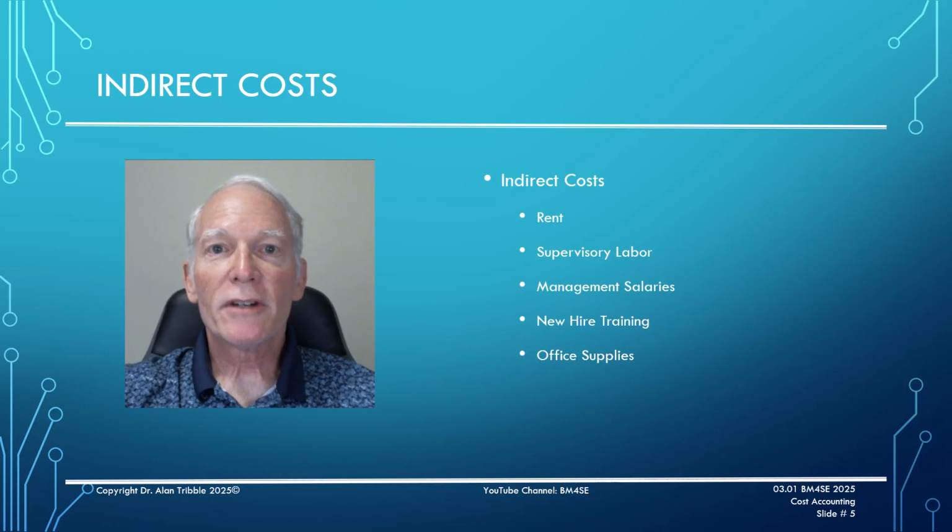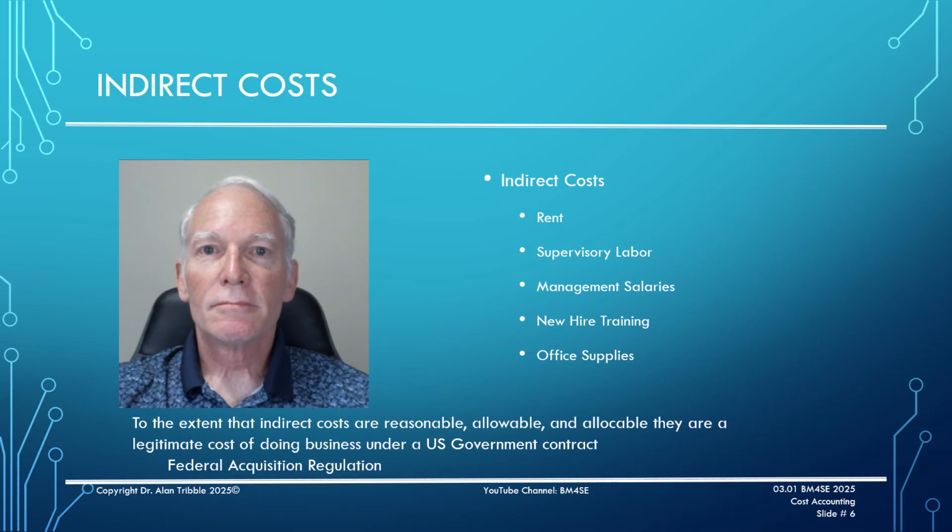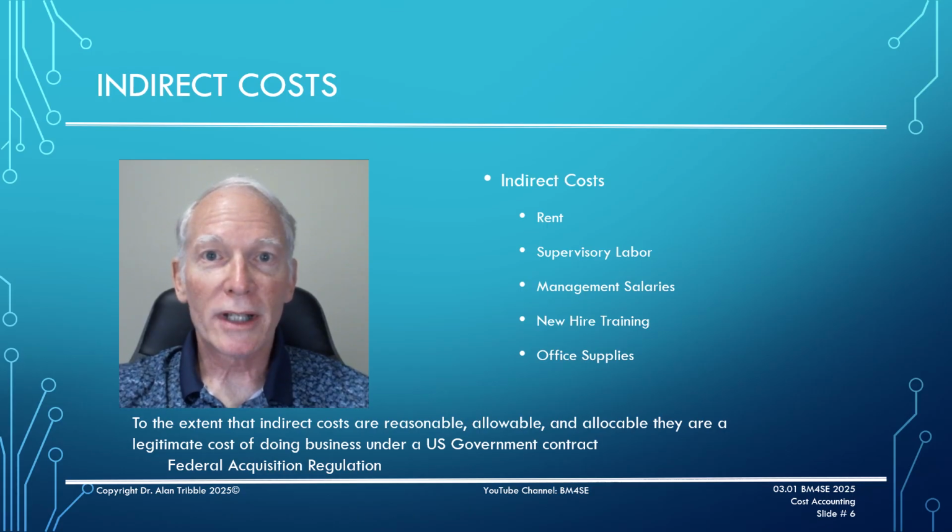But you will also have other indirect costs, such as rent on the building, labor costs for supervisors or management, even training costs for new hires you might need to execute the statement of work. Those costs are all legitimate costs of doing business. As long as they are reasonable, allowable, and allocable, they may be added to U.S. government contracts. This is all buried in the U.S. Federal Acquisition Regulations and overseen by the Defense Contract Audit Agency.